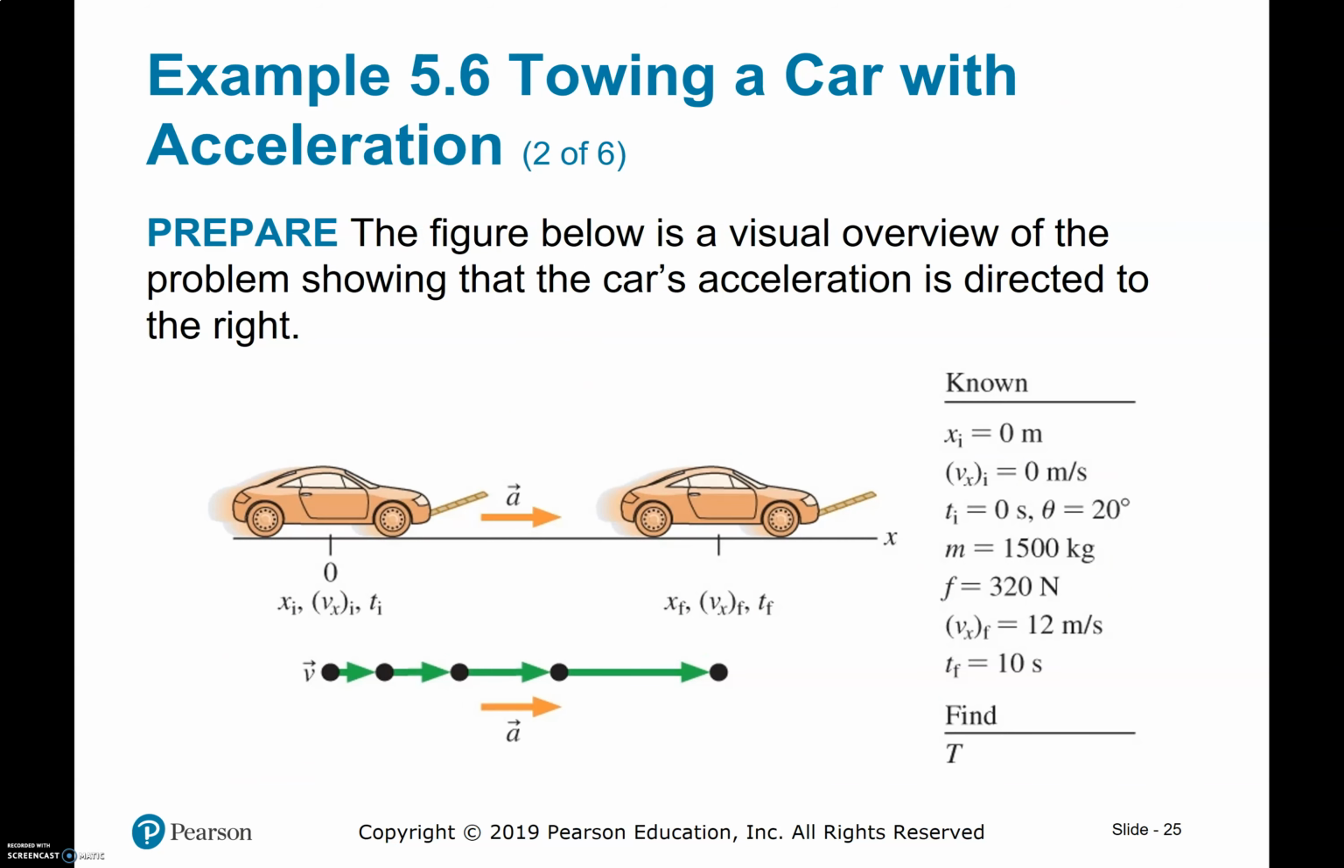One more problem here. We'll go through this fairly quickly. We have the same car that we had before, but now we have acceleration. We have the initial and final state, but now the speed is going to be increasing. So this is a dynamic problem. What are the things that we know? We know the initial position, initial velocity, the angle the tension is making, the mass, and the friction. We know the final velocity now is going to be 12 meters per second, and the time when that happens is 10 seconds.